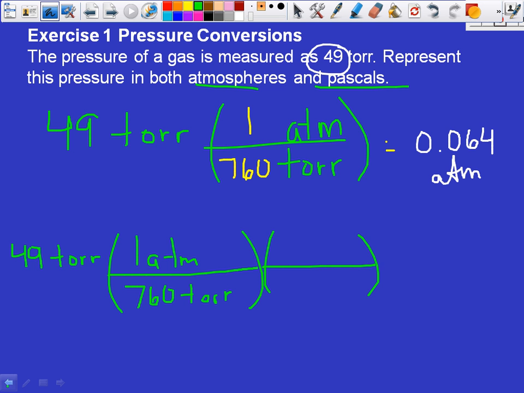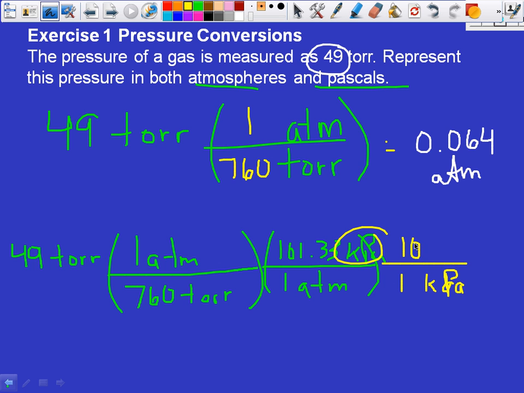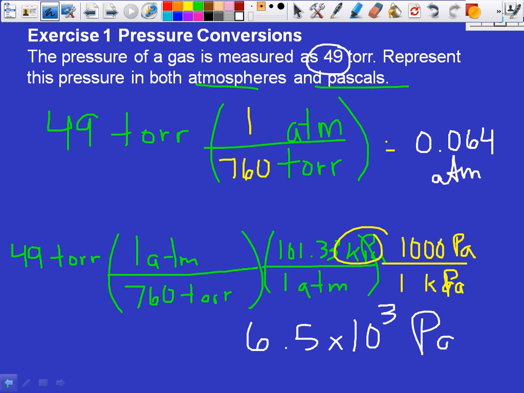All right. And then 1 atmosphere, if you go back and look at your notes from a few seconds ago, we said there was 101.325. Remember, this is the key part. It was kilopascals. All right. So again, kilopascals is a big deal here. So then in 1 kilopascal, there are 1,000 pascals. All right, so that's the way we can approach that. And then you can run your unit conversions there, and you should get 6.5 times 10 to the third pascals. Okay, so that's your answer.